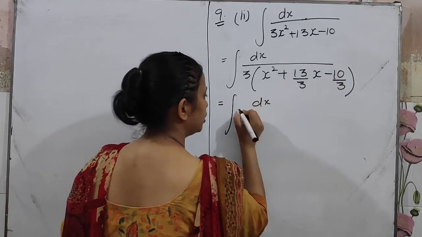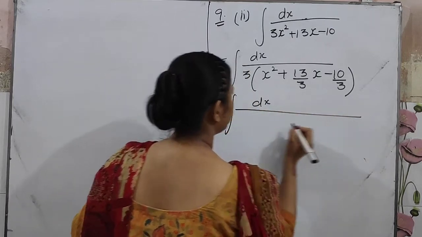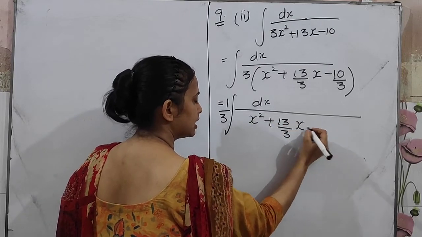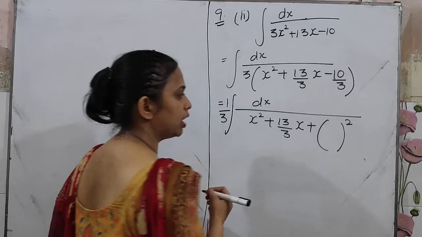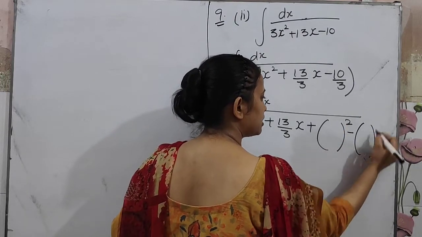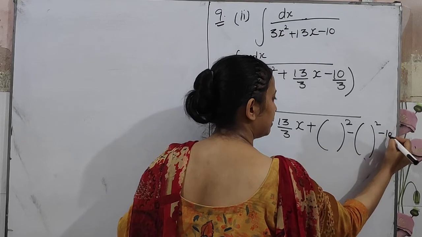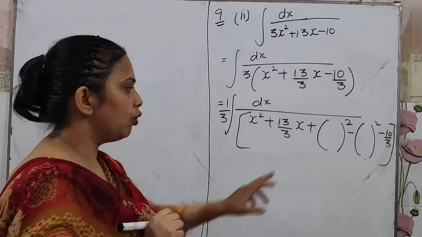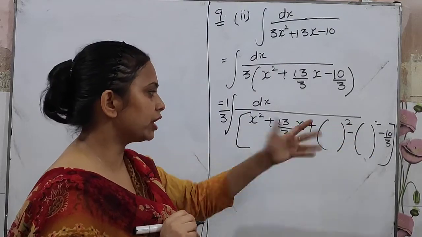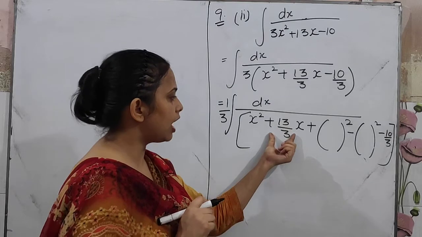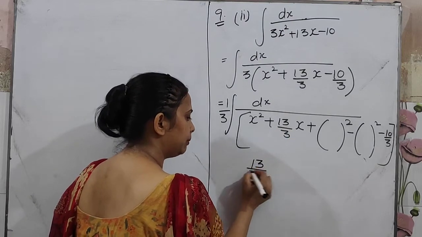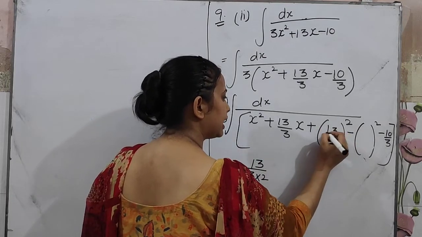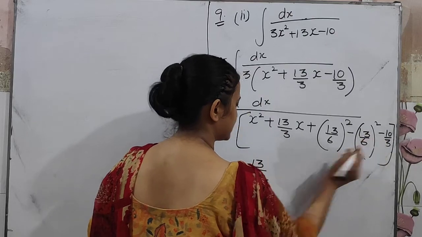1 by 3 outside, x square as it is, 13 by 3x as it is. Now you have to add and subtract the square of a number; minus 10 by 3 is a constant, this will remain as it is. What is the number to add or subtract? It is half of the coefficient of x, 13 by 3. What is its half? 13 by 6. So it is 13 by 6, 13 by 6.